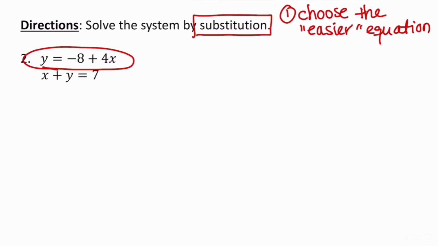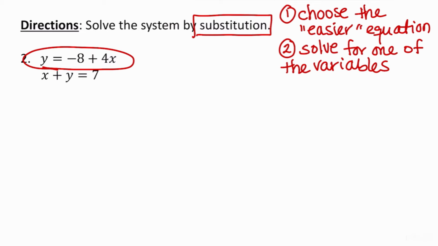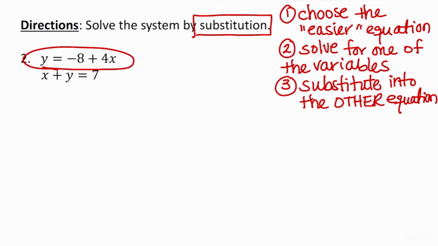Okay, so the first thing you want to do is kind of choose the easier equation for you to work with. Once you have made the choice of which one is your easier equation, you want to solve for one of the variables. That means get one of the variables by itself. In the one that we circled, which is our easier equation, we got lucky because we already have y by itself. We have y equals negative 8 plus 4x. If I didn't have the y by itself, then I would have had to do step 2 and then picked one of the variables to isolate.